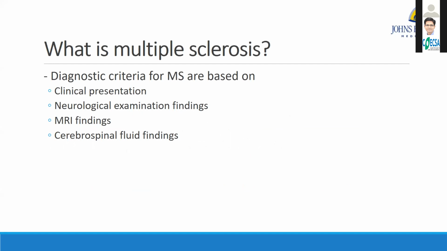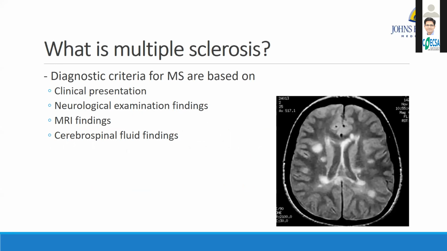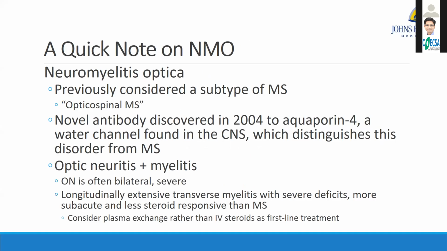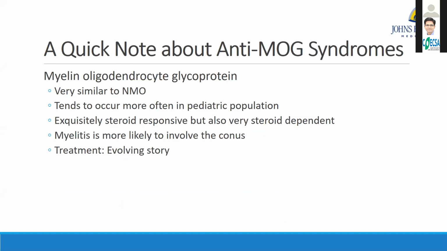The diagnostic criteria is based on clinical presentation, the MRI findings, and the CSF findings. And we've already talked about these classic periventricular lesions. And we've talked a lot about NMO and how this was previously considered a subtype of MS, but with the identification of aquaporin 4 antibodies about 16 years ago, we were able to definitively say that this was a different disorder. And then we've also talked about MOG syndromes here.